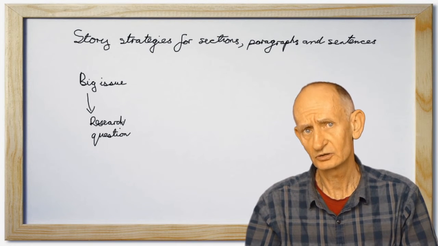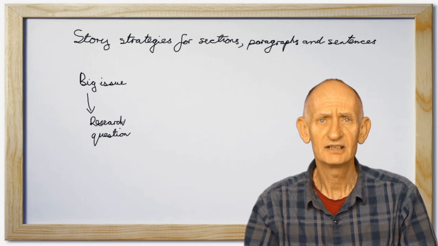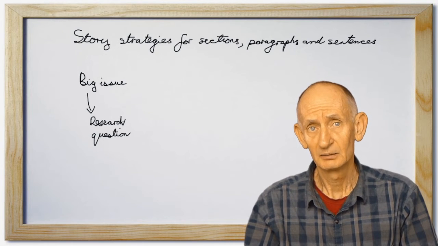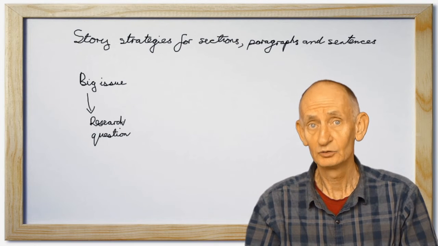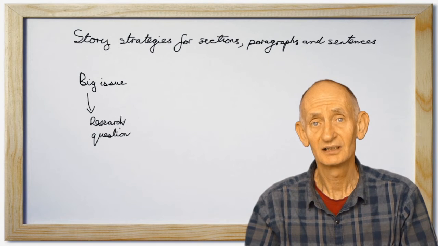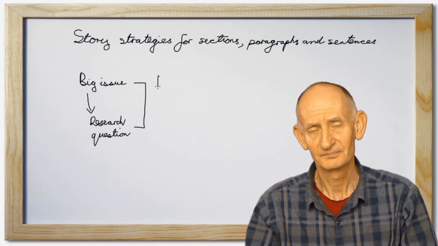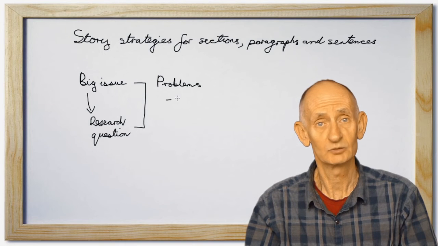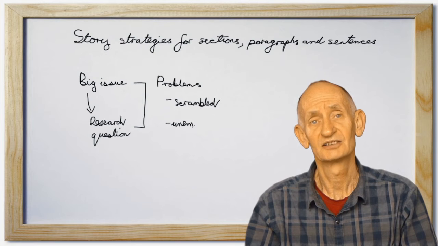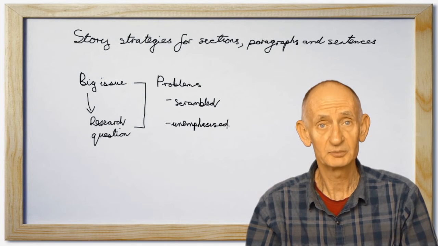Now, your research question or problem is the pivotal point of your whole proposal. But from getting to the start to the research question, there are two mistakes commonly made. One serious and one not so serious. First, where the writing is what I call scrambled, and second, where it lacks sufficient emphasis for its big points.